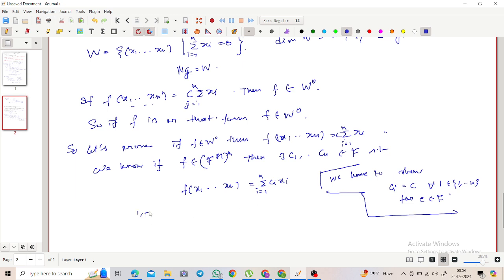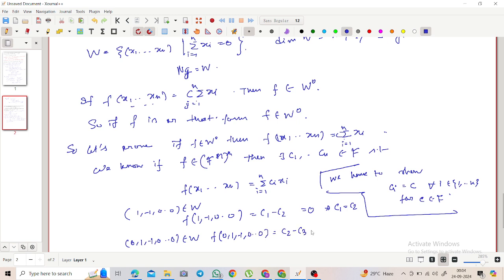Now see, choose this vector. So what is that? This is c1 minus c2, right? And this vector is in W, so f of it is 0 since f belongs to W naught. This implies c1 equals c2. Choose this vector belonging to W, then f of that vector is c2 minus c3, which equals 0. This implies c2 equals c3, and so on. Okay, so you can do it.